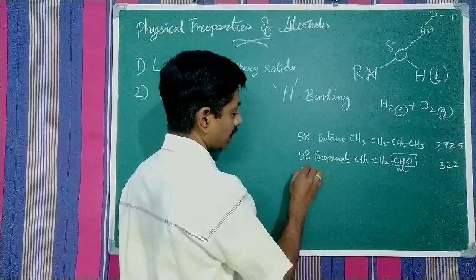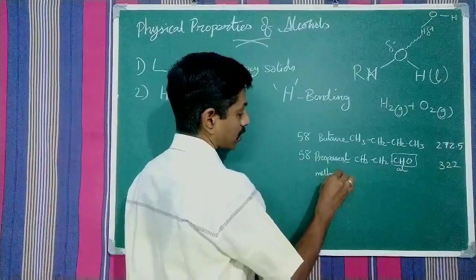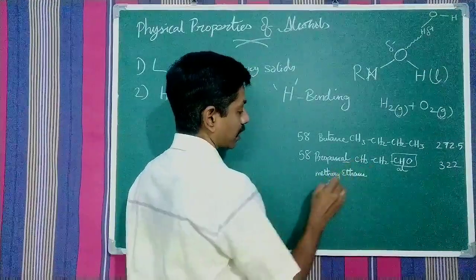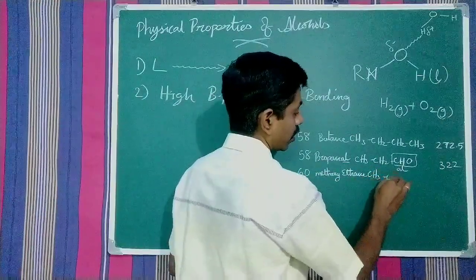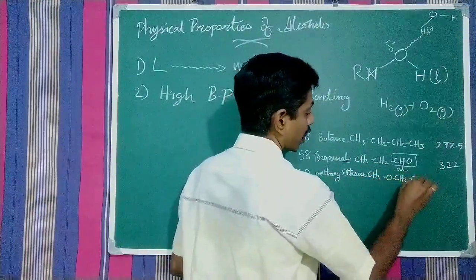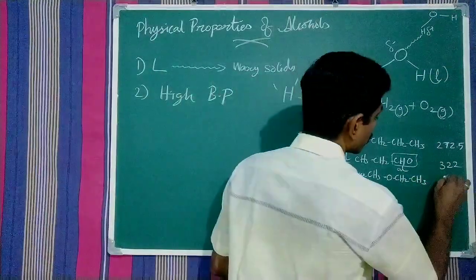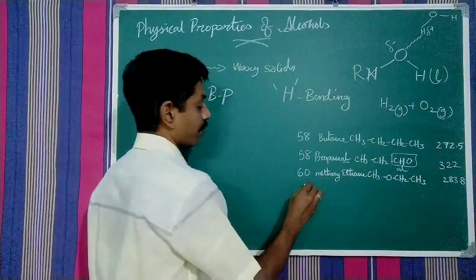And you go for the next molecule, methoxyethane. Methoxyethane, the molecular mass is 60. CH3O, CH2 and CH3. This shows 283.8 as a boiling point.